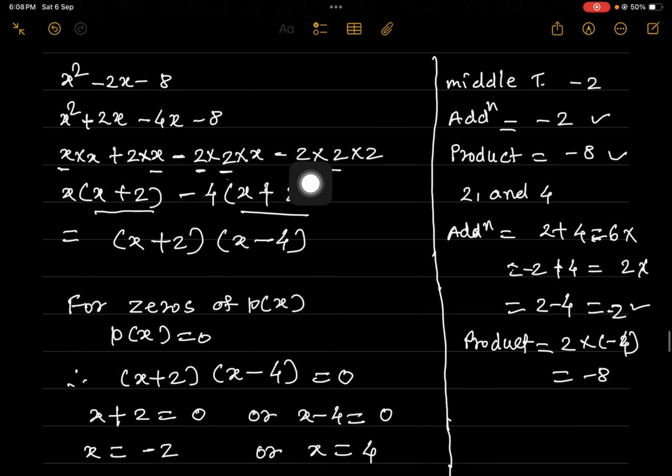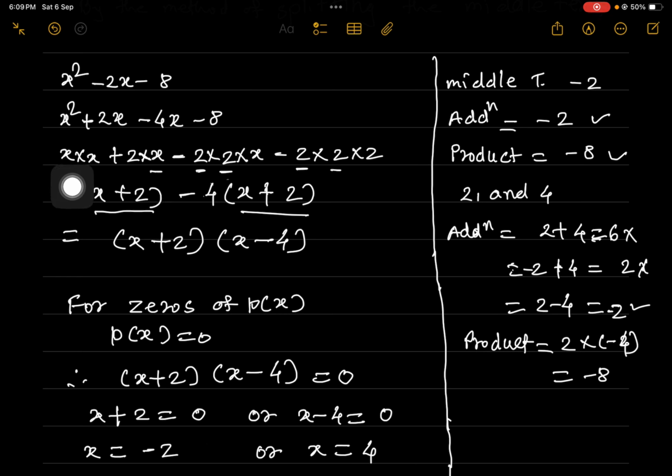Now if you don't know how to find the factors, I have given here the factorization method with some multiplication. Suppose x square means x into x. Plus 2x, as it is, means 2 into x. Then minus sign as it is, then 4x means 2 into 2 into x. Again the minus sign as it is, and this 8 means 2 into 2 into 2, which is the 8.